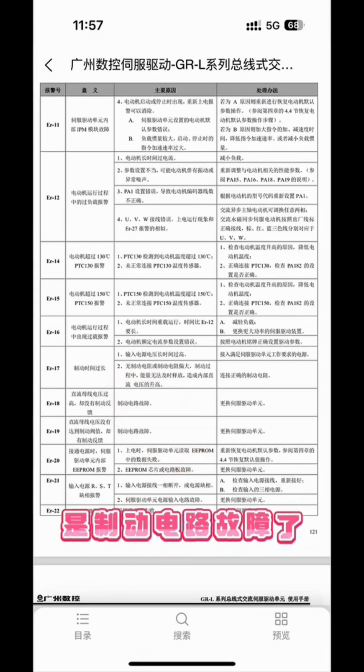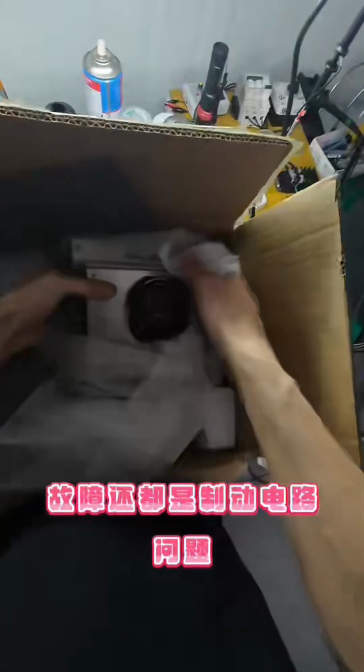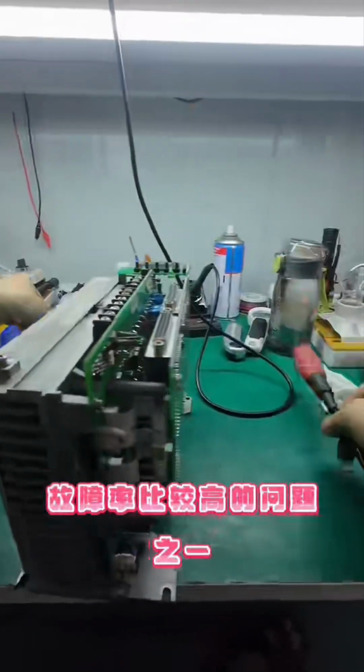So the customer took the drive apart and sent it to us for repair. The x-axis and z-axis of this machine bed are broken at the same time. The failure is also a brake circuit problem. This is also one of the problems with high-frequency drive failure.